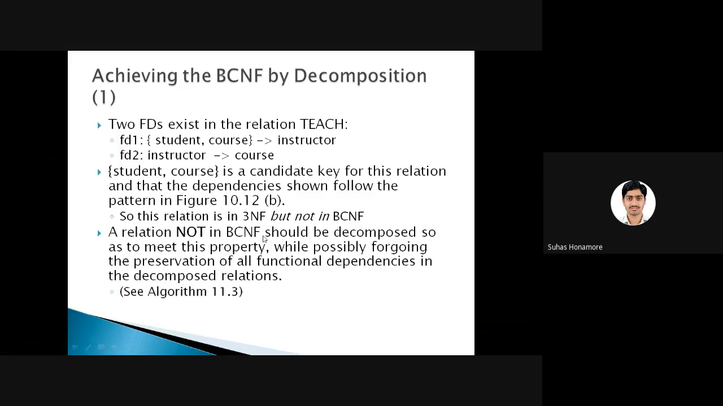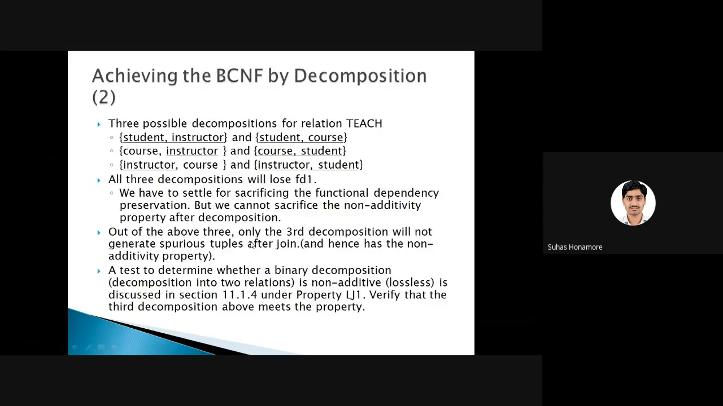A relation not in BCNF should be decomposed so that it meets the property. While decomposing, there is one algorithm based on functional dependencies that tells you how to decompose it. That algorithm, algorithm 11.3, we will study. We can't decompose it straight away.